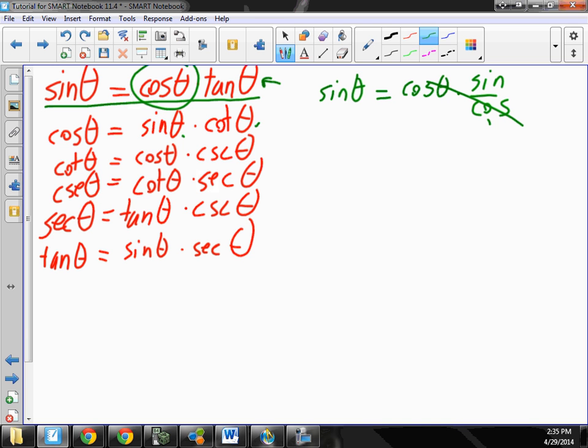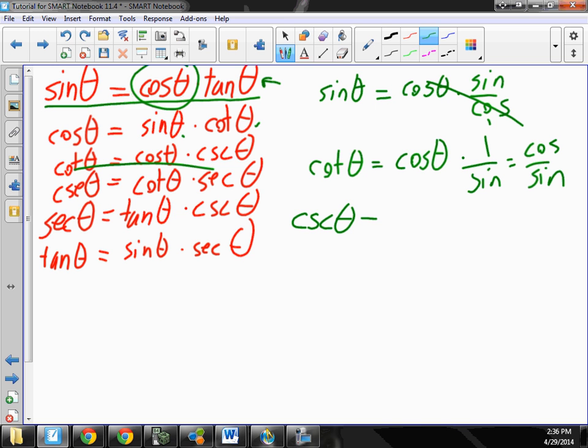Cotangent. So cotangent of theta, which one should I change? So cosine of theta times one over the sine, which becomes cosine over sine, which happens to be cotangent. Cosine over sine is the cotangent. Okay? So we've done this one.